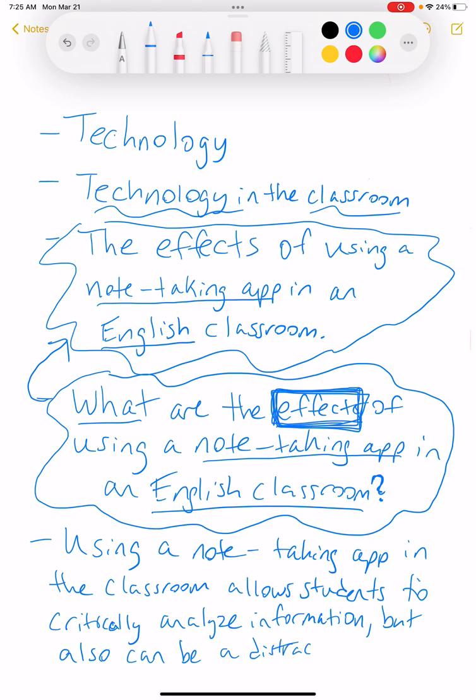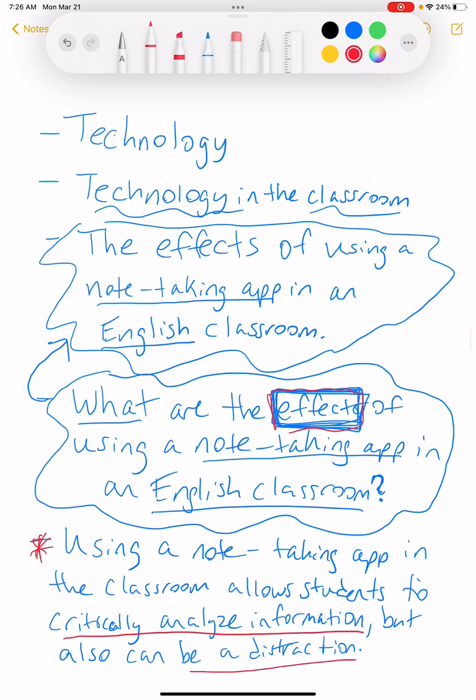So think about our essay assignment guidelines, where you're going to write about two different perspectives to your topic. So I would write about two different effects that the note-taking app in an English classroom has. So this is my thesis right here, where I'm saying using a note-taking app in the classroom allows students to critically analyze information. That's one perspective, but also can be a distraction.